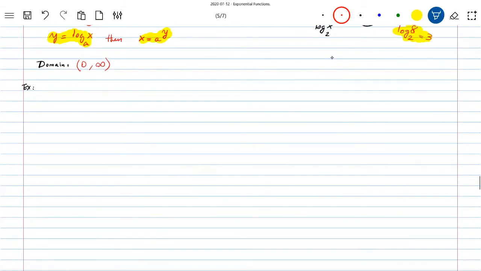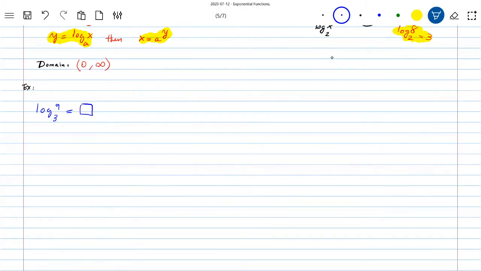Okay, so let's do calculations. Let's do a bunch of examples. Let me change the color here. Let's try a simple one, log 9 base 3. Ask yourself, what am I looking for? You can always convert between exponential and log.